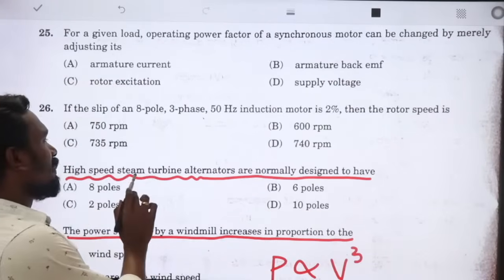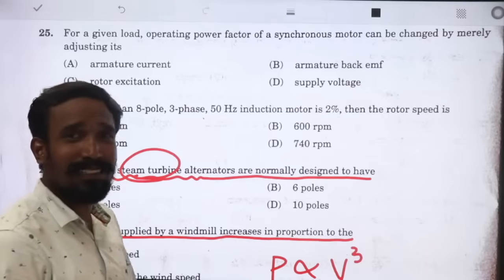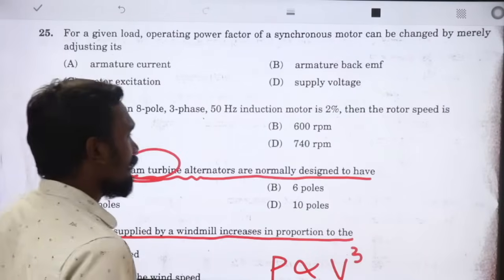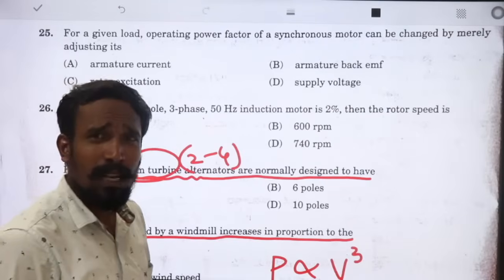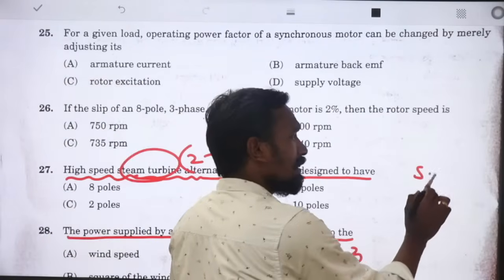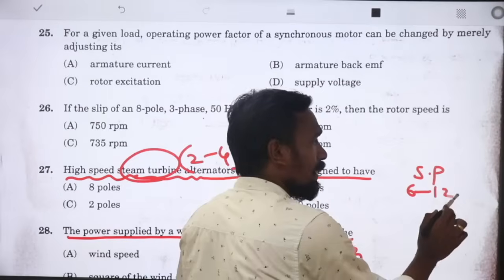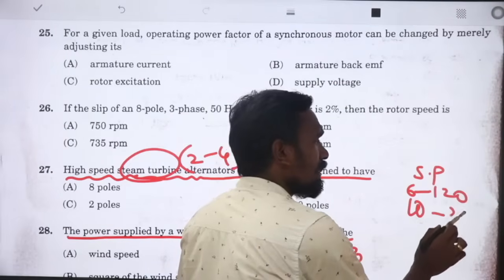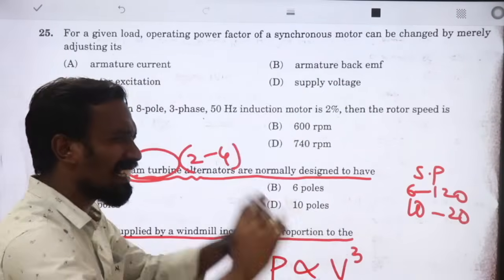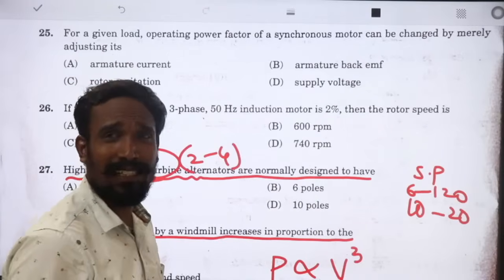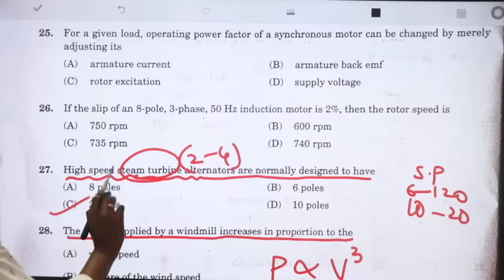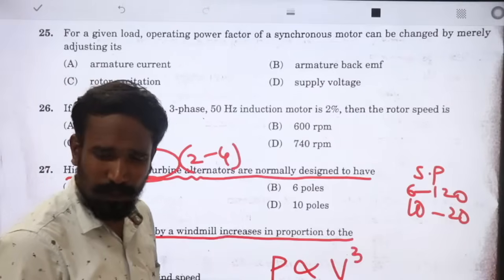This is generally for steam turbines. For steam turbines, cylindrical alternators. In cylindrical alternators, the number of poles, you know very well, is 2 to 4. But for salient pole alternators, 6 to 120, though generally we use the range of 10 to 20. You know clearly about this. You prepared more than this extent, right? So which is the correct answer? 2 poles is the correct answer.